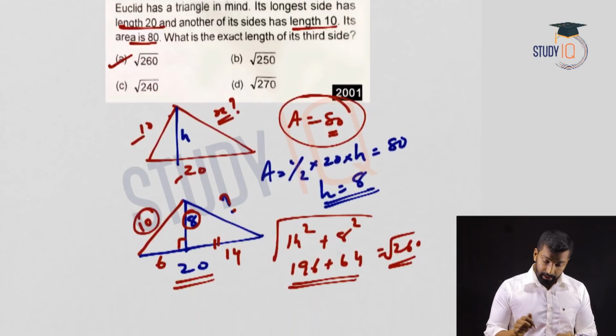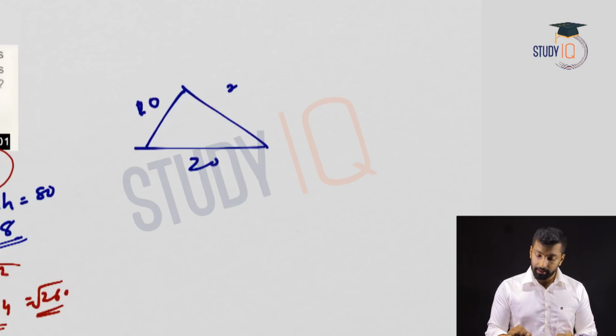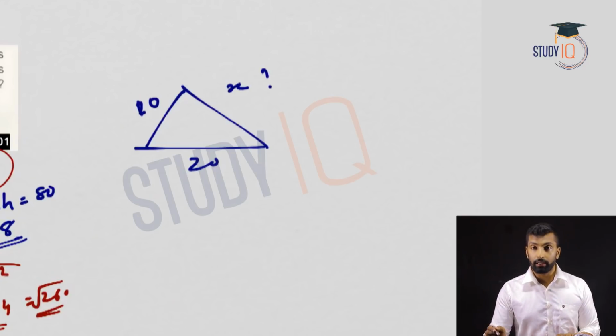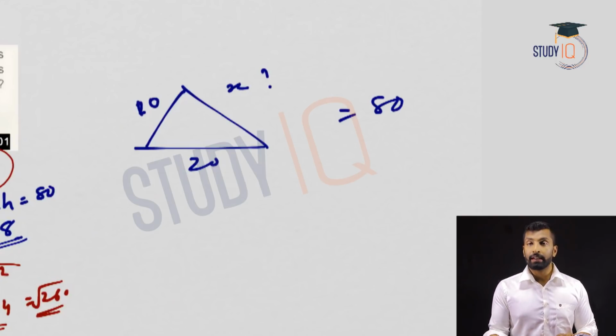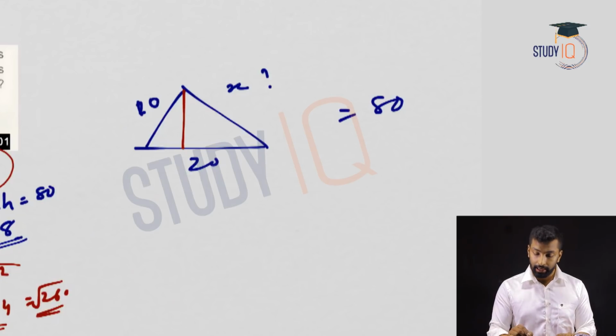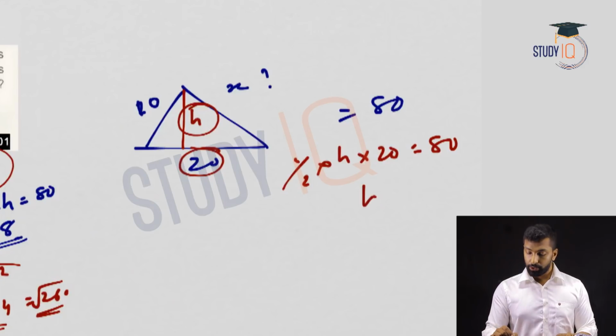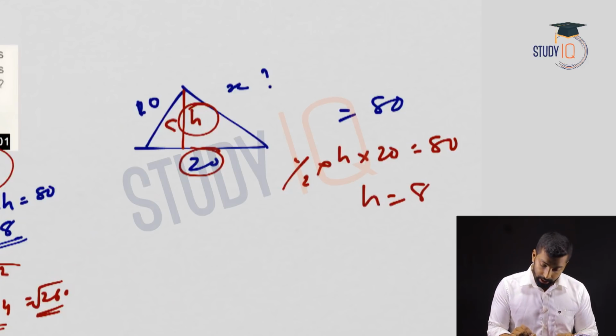See what I've done? I'm just quickly explaining it again. See, this is the question. This longest side I have taken as 20. This is 10. This is not given, so that's what we need to find out. Area is given as 80. So you can use formulas and find the side, but that is taking time. What I've done is I dropped a perpendicular. So this is the height. I know 20 into height, if you take half of it, you'll get the area. So half into height into base is equal to 80. So h I got 8. So this I got 8.